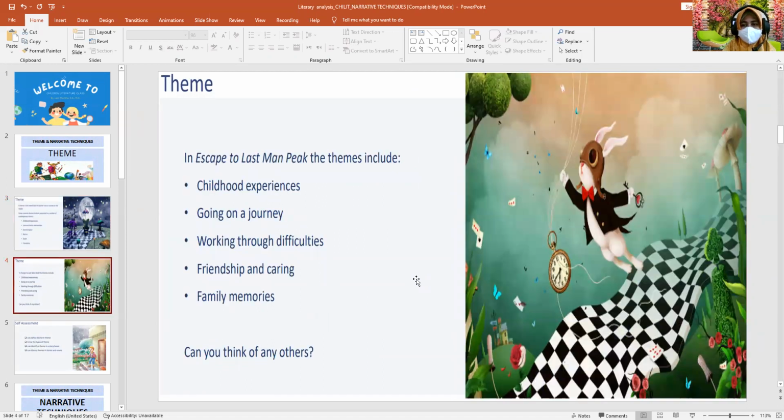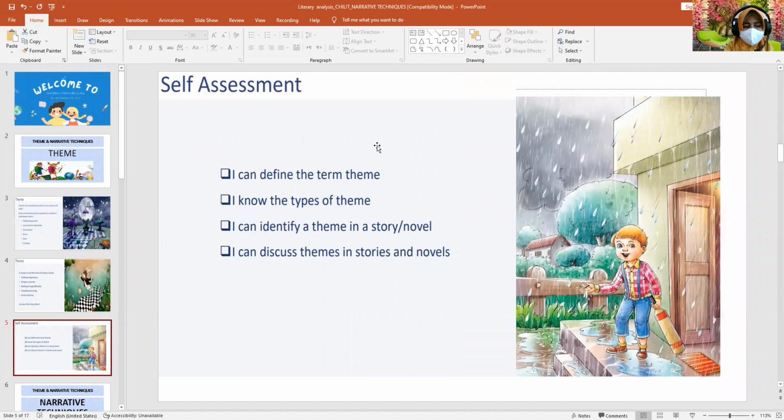For example, in your favorite books, you can identify the dominant theme. Here, the theme can be childhood experience, going on a journey, working through difficulties, and so on. I have already shared a number of children's literature works. Please practice identifying the theme.